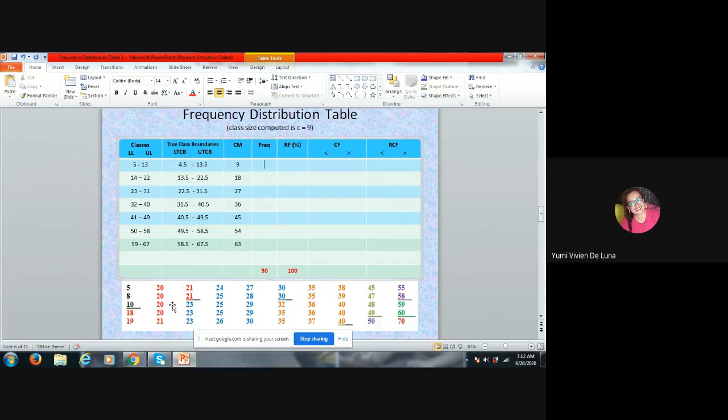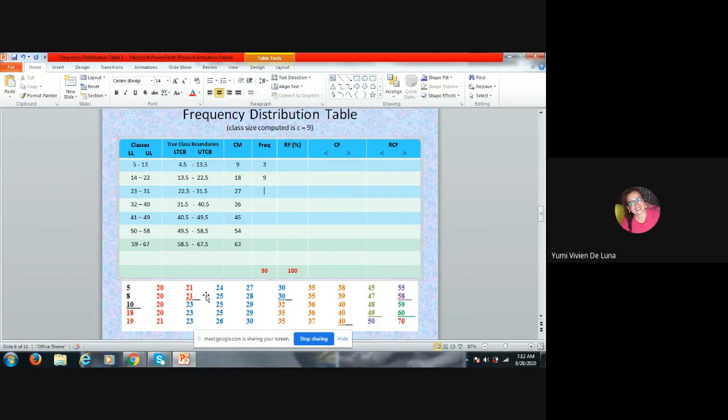If you look at the raw data, the values 5, 8, and 10 fall within 5 to 13. So you have 3 values there. Okay, next. From 14 to 22, these are the red marks. These are the values that fall within 14 to 22. So all you have to do is just count 1, 2, 3, 4, 5, 6, 7, 8, 9. So you have 9 values in your class or frequency.